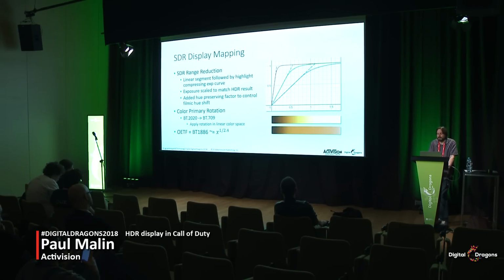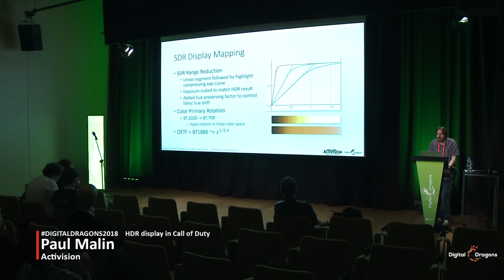The SDR display mapper also needs to rotate color primaries from 2020 to 709. Something to note is that when we apply a color primary rotation, this should be done in a linear color space. Finally, the SDR display mapper applies the SDR OETF. We used the DD2018 transfer function for this.